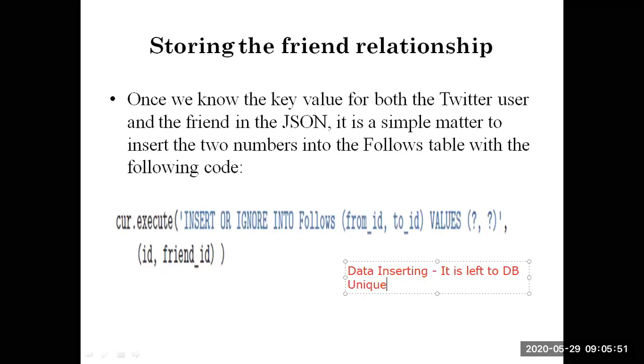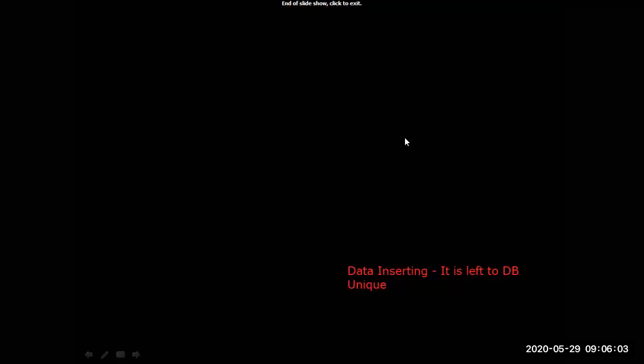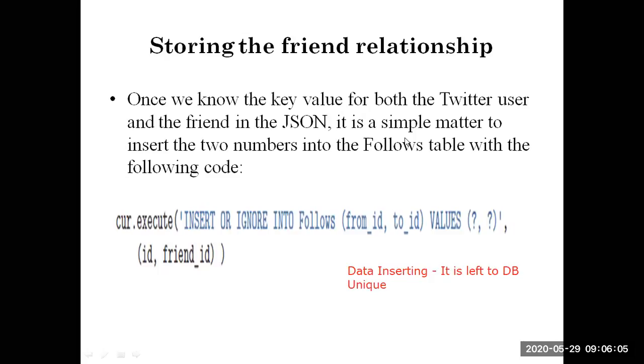which decides whether it has to be inserted or it has to be ignored. So storing the friend relation: if we have the friend already there in the table, then that has to be removed. Else it can be stored into the table.